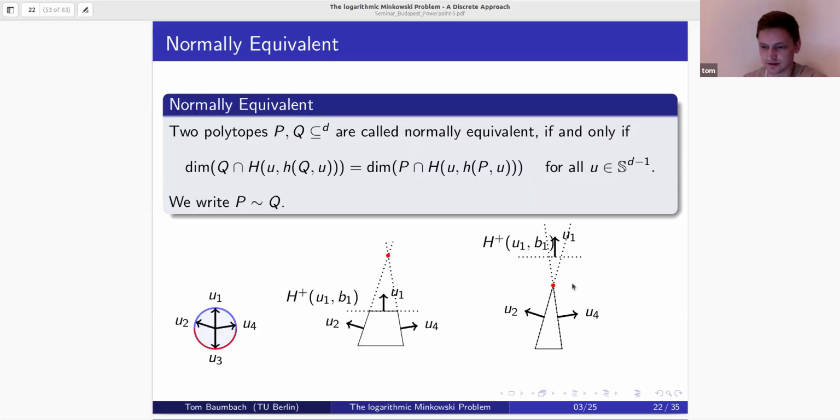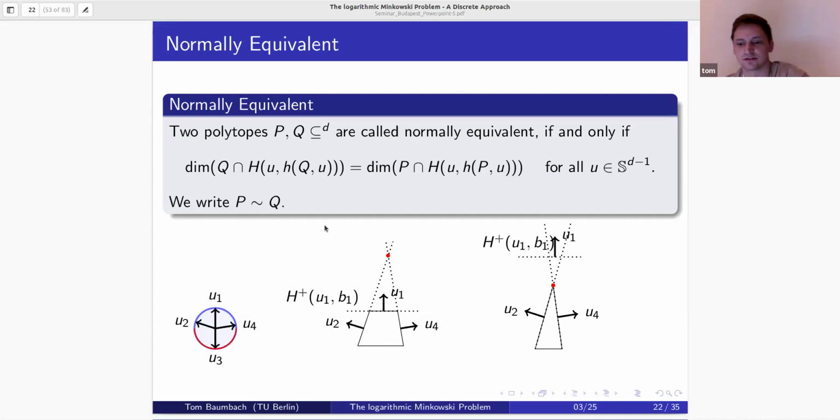And in order to do that, we need some theory. Now it's a little bit more abstract, but I hope these pictures will help. So two polytopes, P and Q, in R^d are called normally equivalent if and only if the outer unit normal vectors u always define a face of the same dimension. That is written down here. And then we write P is equivalent to Q.